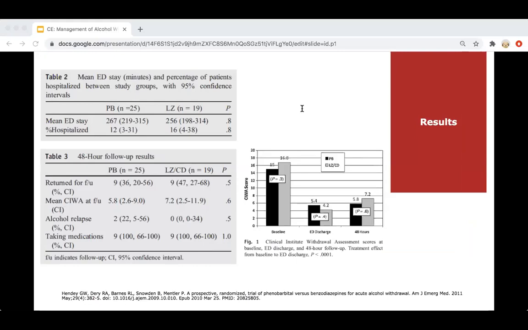This study was kind of showing that there was no difference between phenobarbital and benzodiazepines. This is why there is still some kind of controversy between which one is better. As of right now, guidelines are still saying benzodiazepines are better, but more, bigger studies are needed to really determine which one is better.